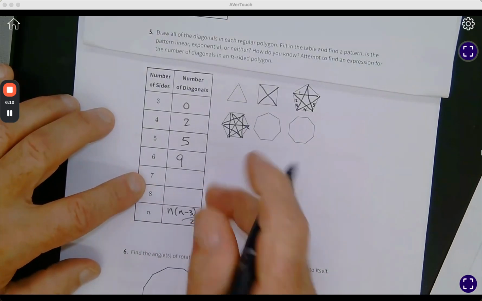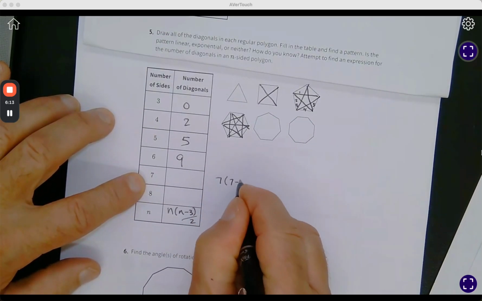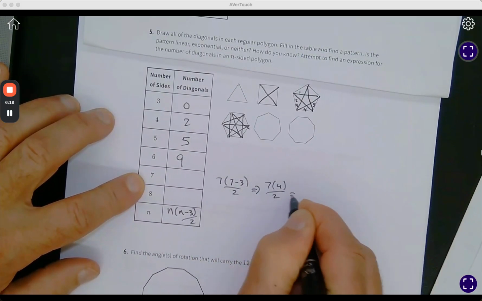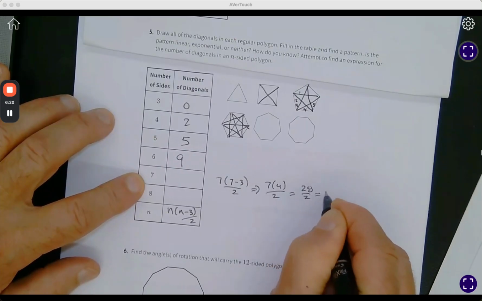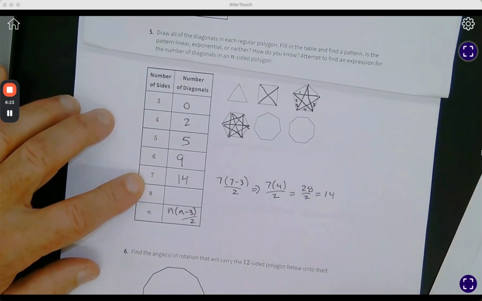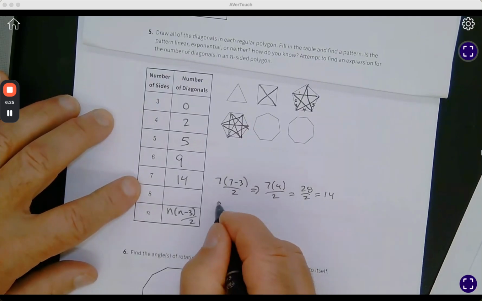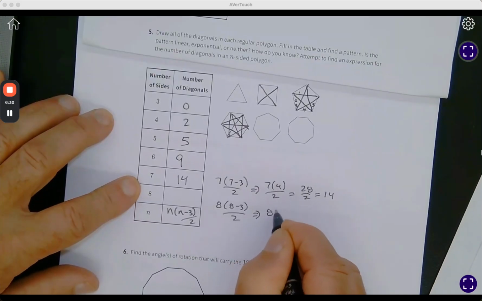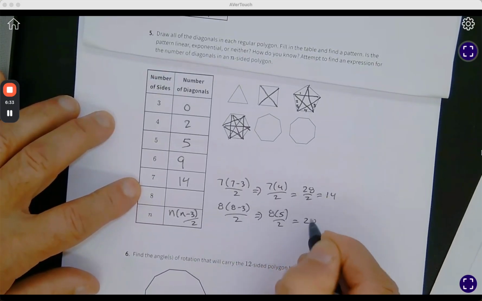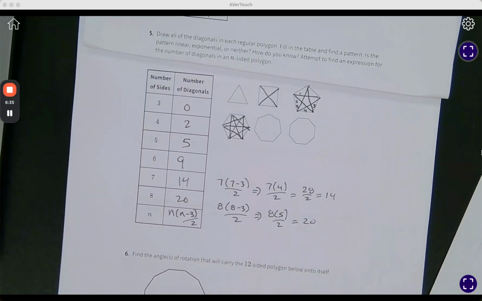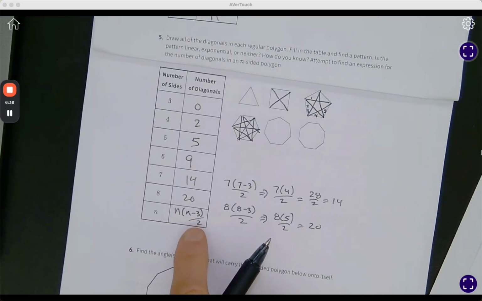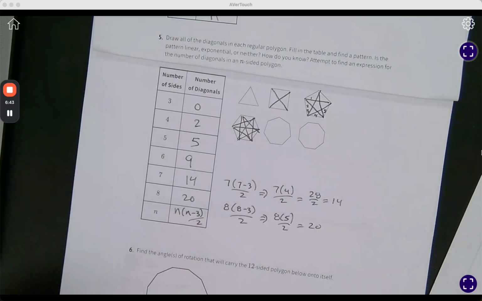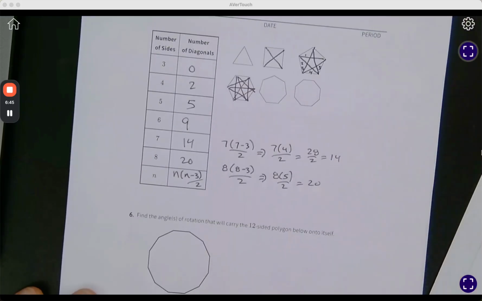So for example, if I have 7, it's going to be 7 times 7 minus 3 divided by 2. That's 7 times 4 divided by 2, 28 divided by 2, that is 14. So there would be 14 there. And then if I do 8, because I'm just going to use the formula now, if that's okay, 8 times 5 divided by 2, that's going to give me 20. Boom, that's it. That is a strange relationship, but that is the relationship between the number of sides and the number of diagonals. All right, let's keep going.